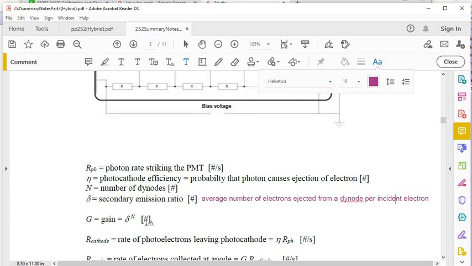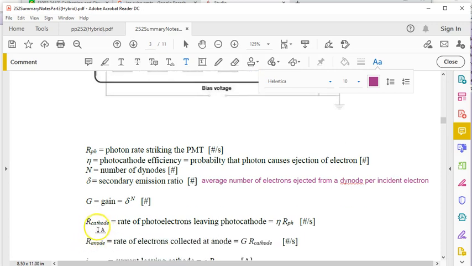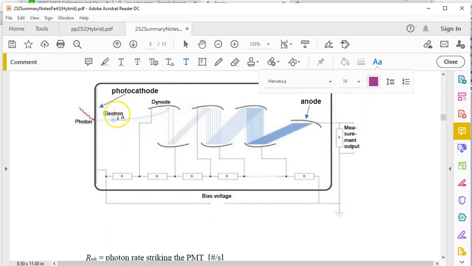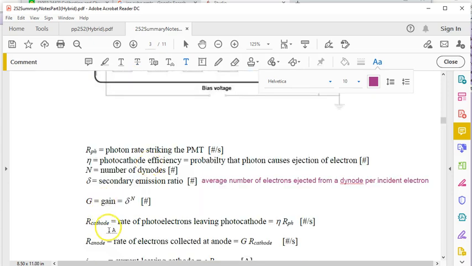Now, let's define what I'm calling R cathode. That is the rate of photoelectrons, not photons, but electrons leaving the photocathode. So how many electrons per second are leaving the photocathode. I'll call that R cathode. Well, that should be equal to the rate of the photons arriving at the photocathode times this efficiency, this photocathode efficiency, because again, eta is the probability that a single photon causes an ejection of a photoelectron.